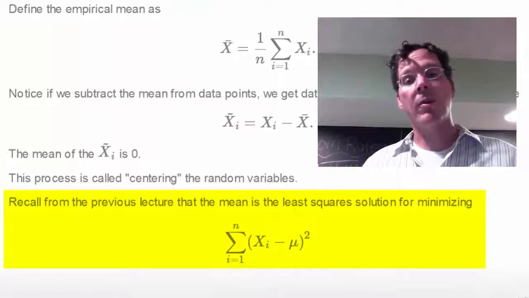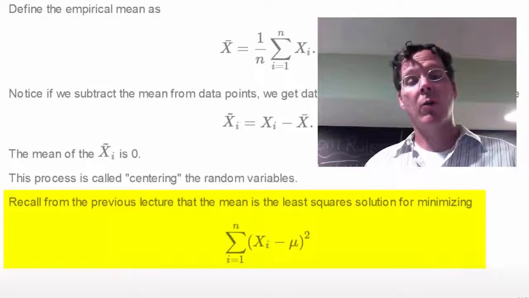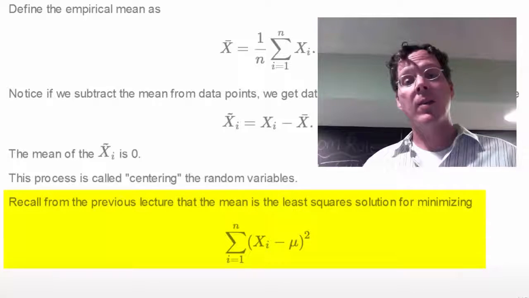Also recall from the previous lecture that the sample mean is the least squares solution. So if we want to find the value of mu that minimizes the summation of (xi minus mu) squared, then that mu works out to be x bar.